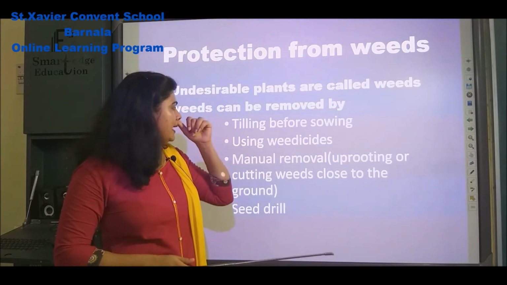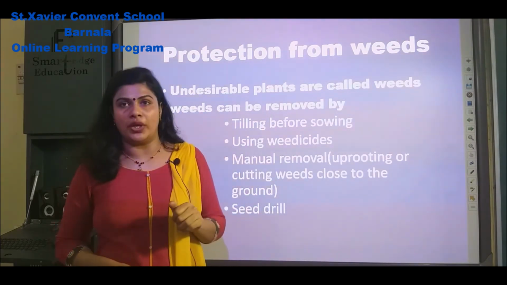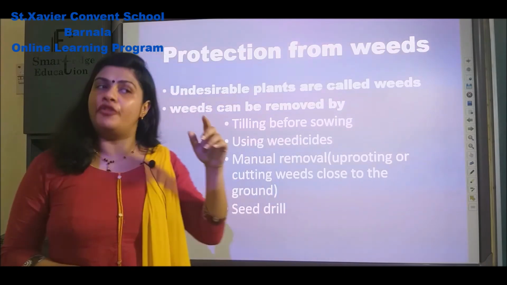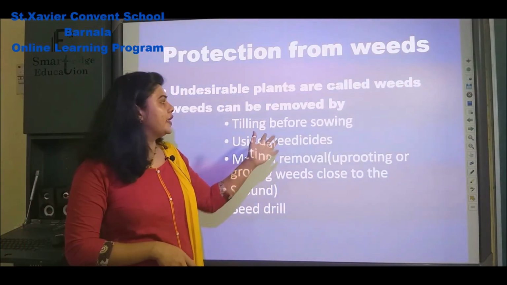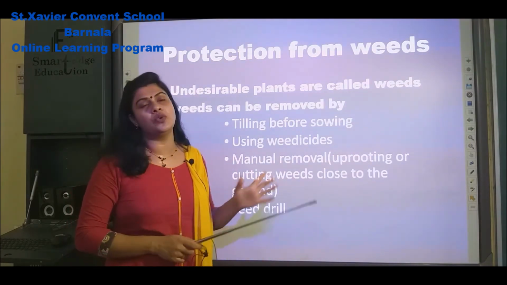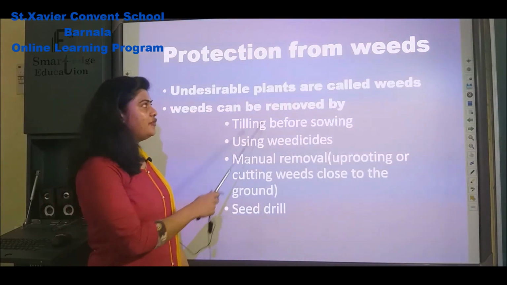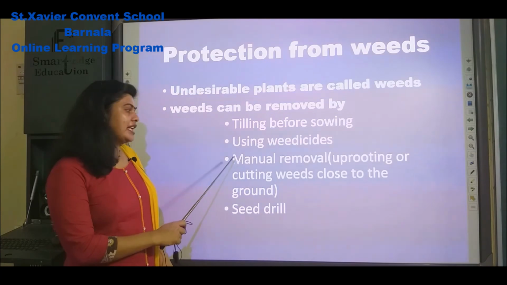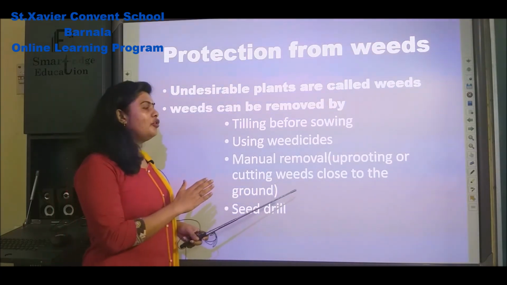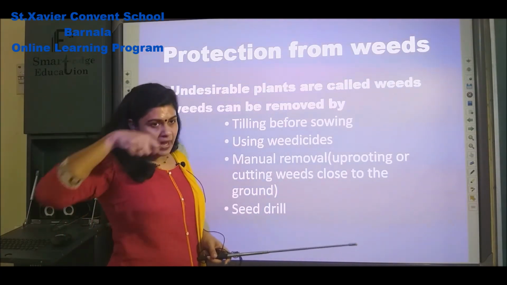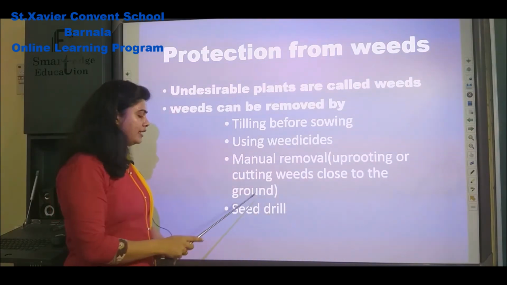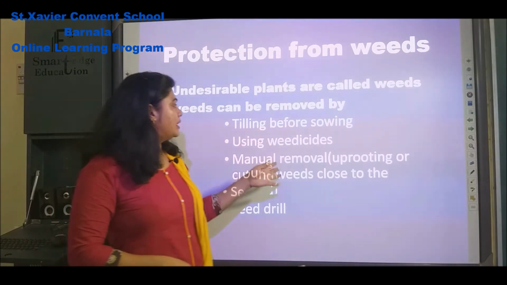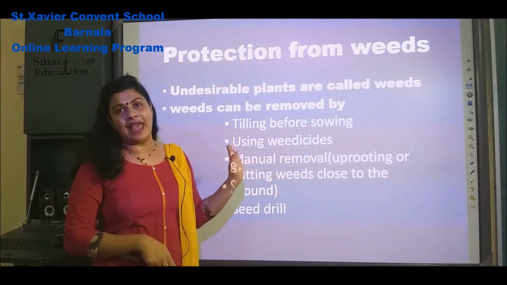So, first technique is tilling before sowing. I already told you, first we need to till the ground. At that time we can remove all the weeds, and by using weedicides we can remove weeds. Next one is manual removal. Manual removal means cutting, or we can pluck the weed from the soil. That is known as manual removal. And the last one is seed drill. These are the methods used for protecting our plants from weeds.